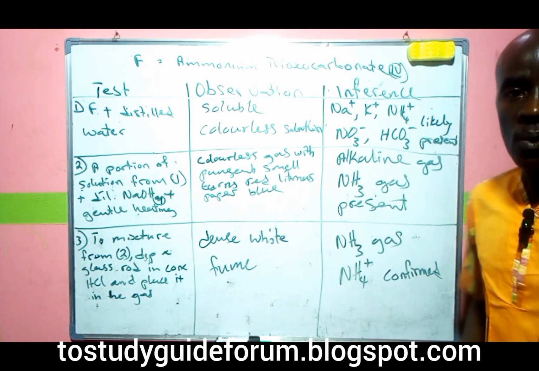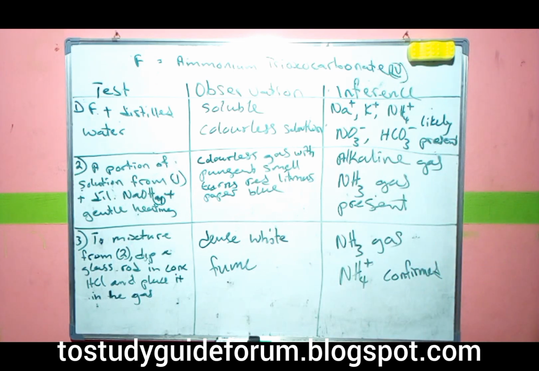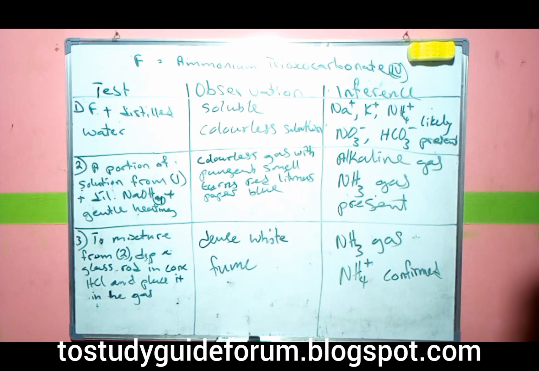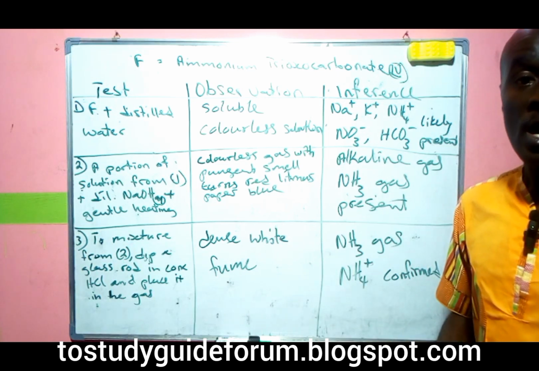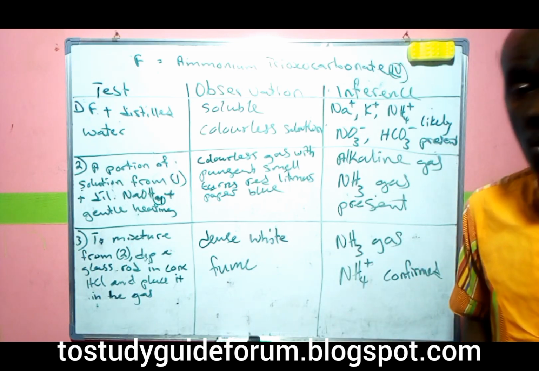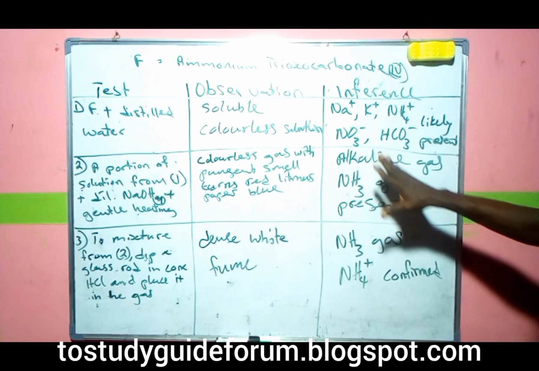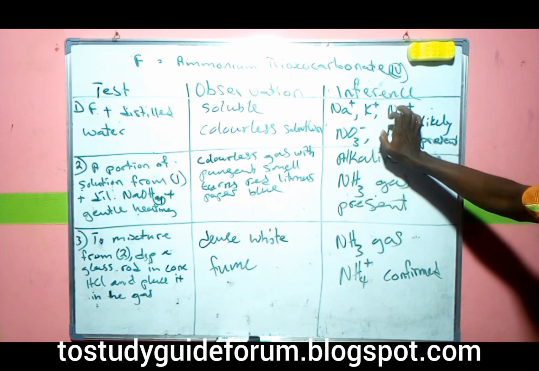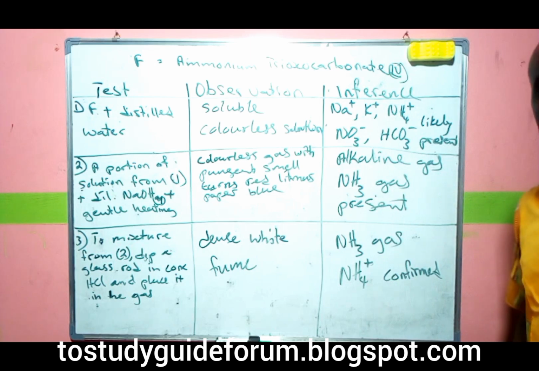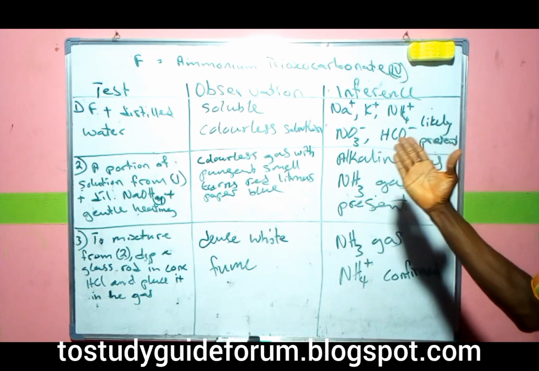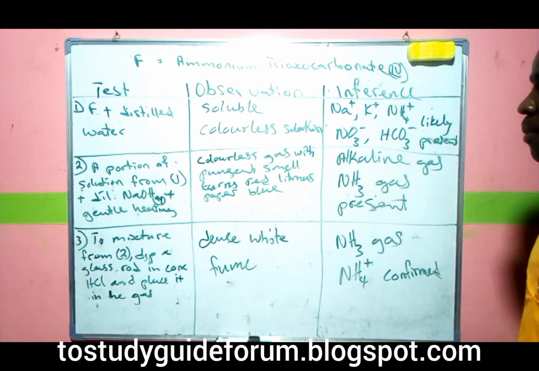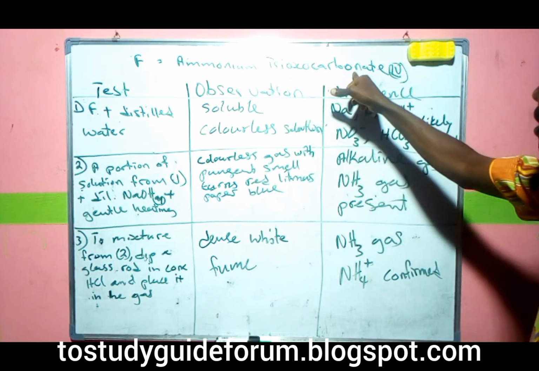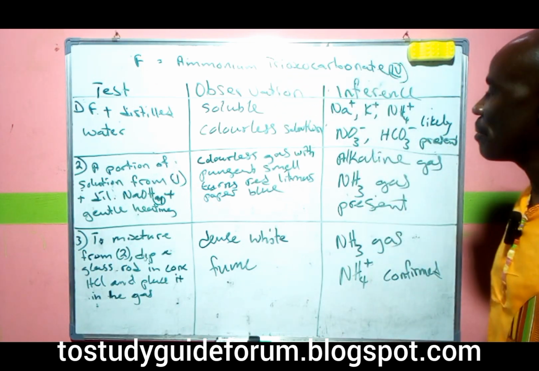Now, ammonia normally forms a dense white fume with hydrochloric acid. That dense white fume is ammonium chloride. So we can go ahead. Now we've been able to identify the ammonium ion in our test. So the next one we're going to do here is to identify the trioxocarbonate 4 ion.